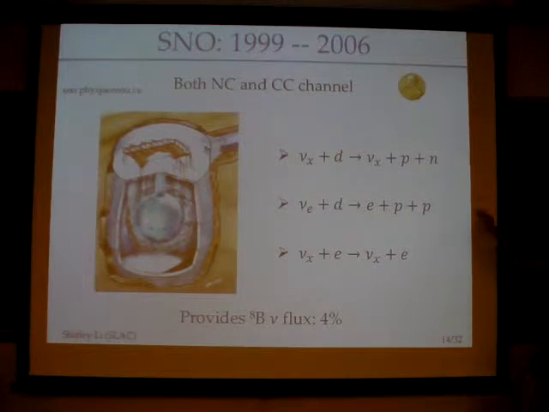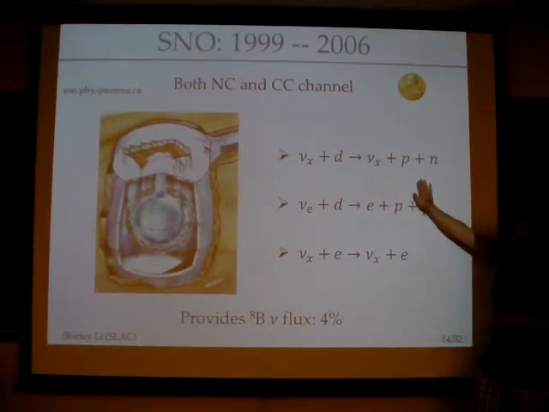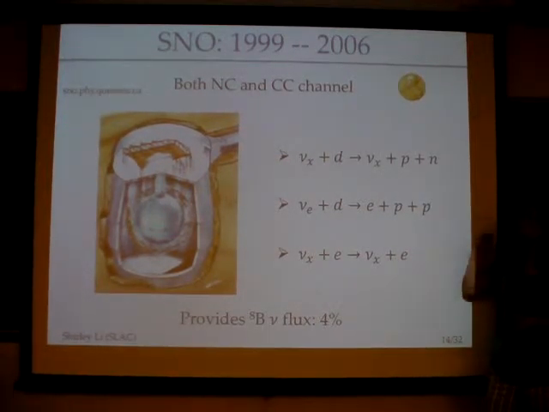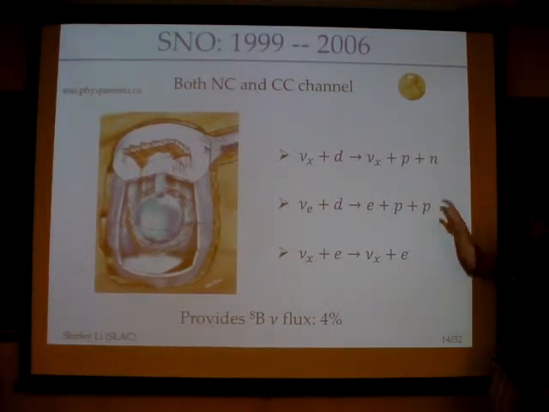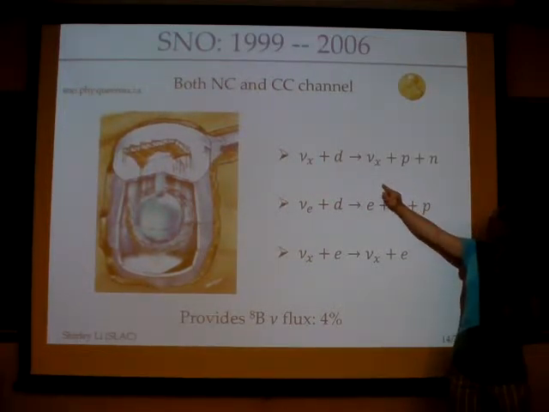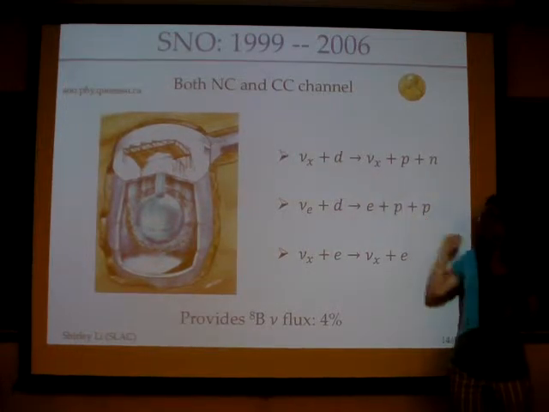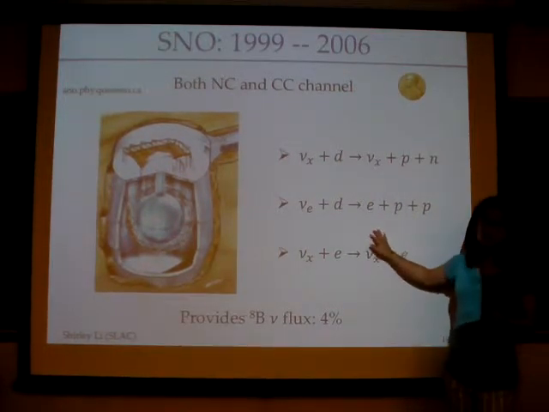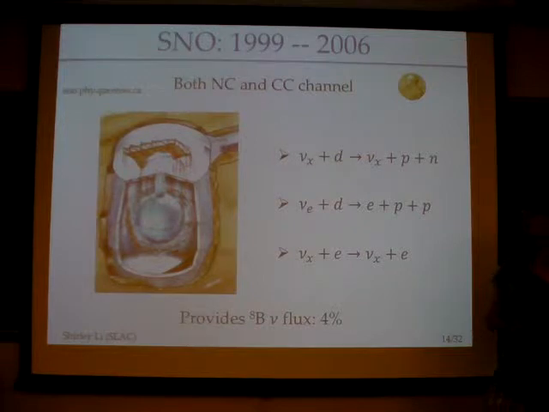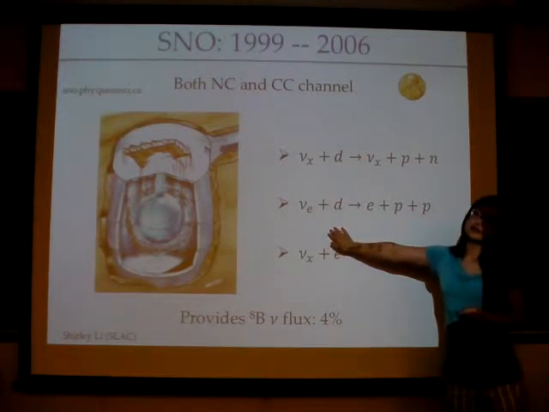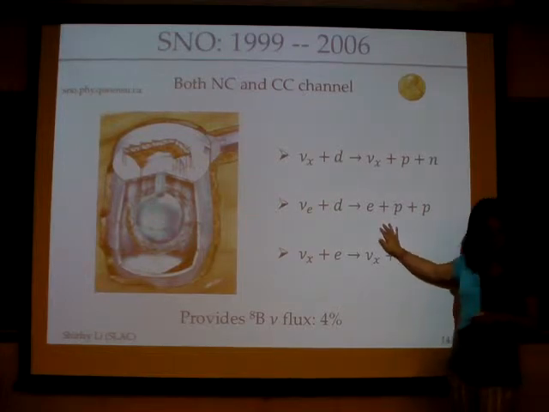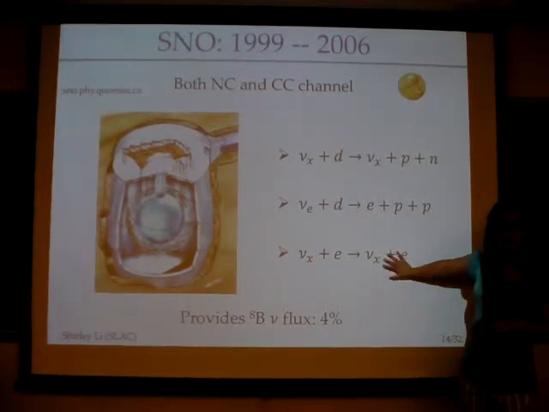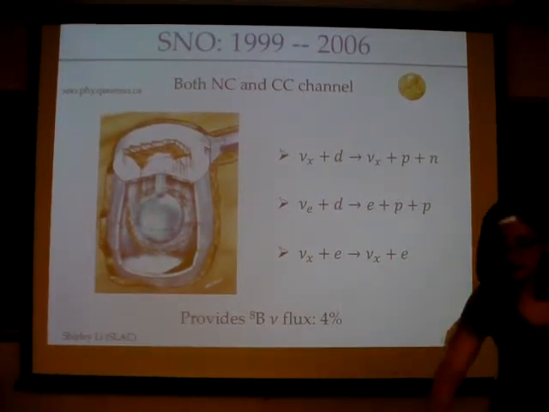The thing that's great about SNO is that it was made such that it had multiple channels to measure the solar neutrino spectrum. First, it has a neutral current channel, meaning that it's equally sensitive to nu e, nu mu, and nu tau. So the neutral current channel gives you a measure of the total neutrino flux. Then it also has a charged current measurement. It's only sensitive to nu e, so this can tell you what's the survived part of the neutrino spectrum. I'll skip this and come back to it later.